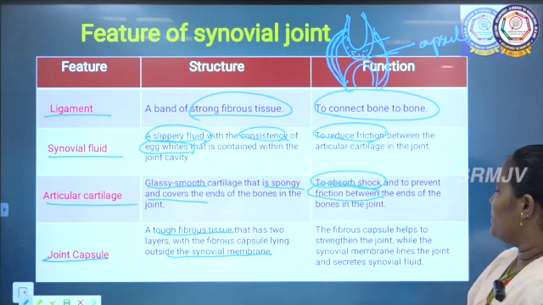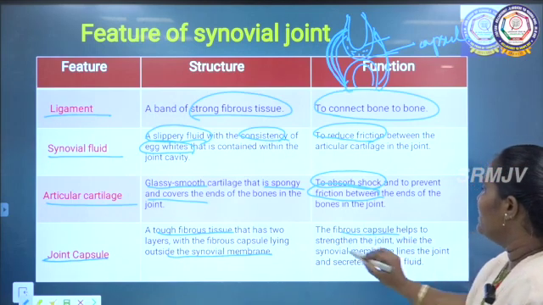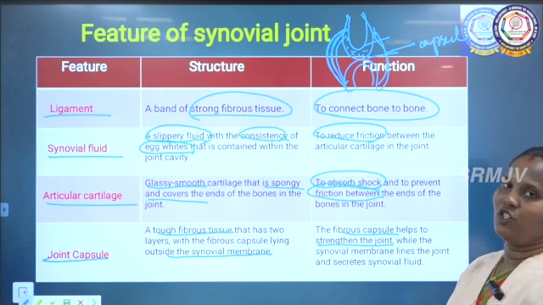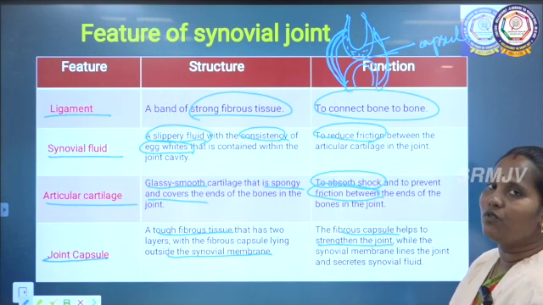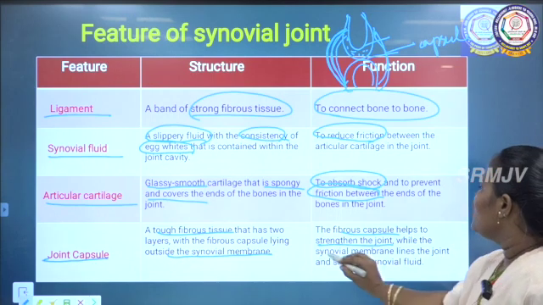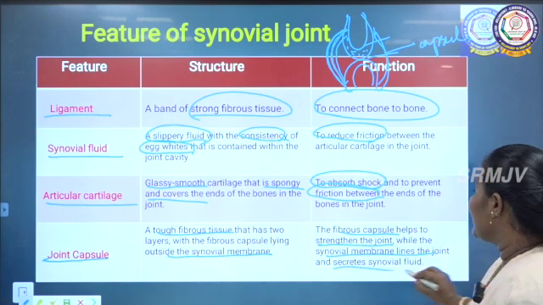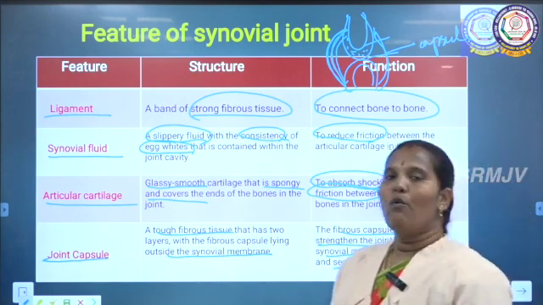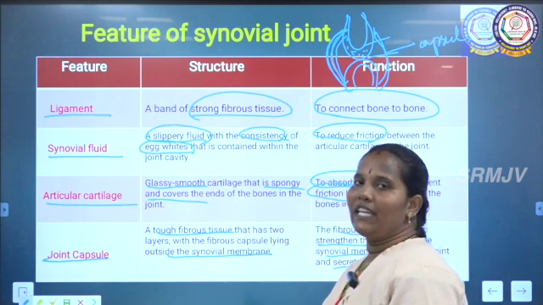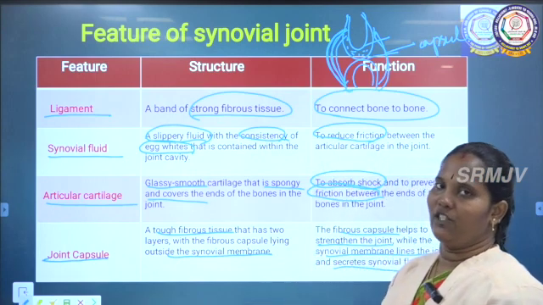What is the help of this? This capsule also helps give strength to the joint. And then the synovial membrane lines the joint and secretes the synovial fluid. While secreting the synovial fluid, it gives strength to the synovial joints.